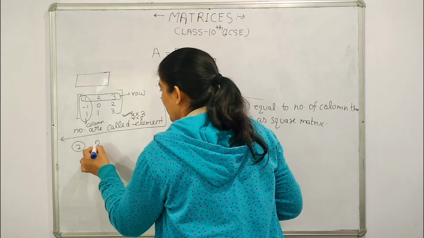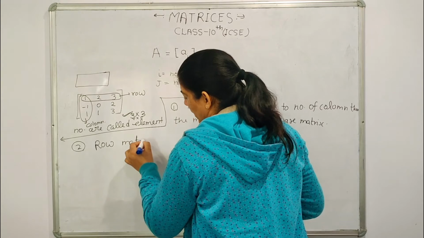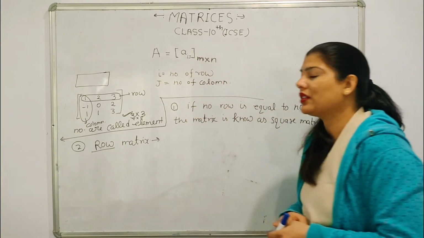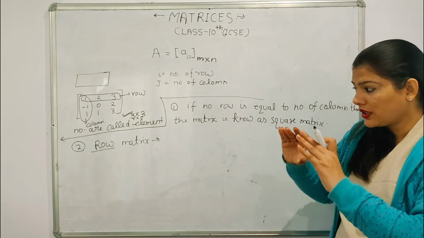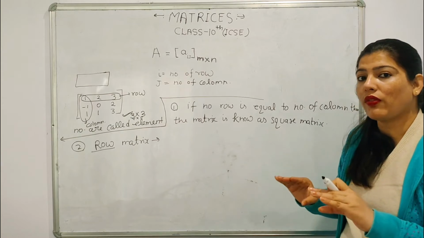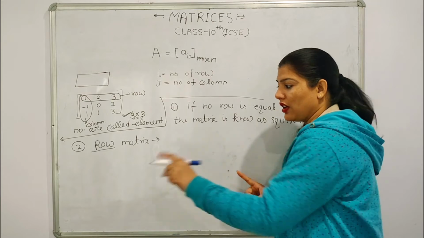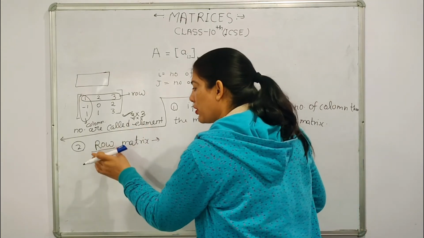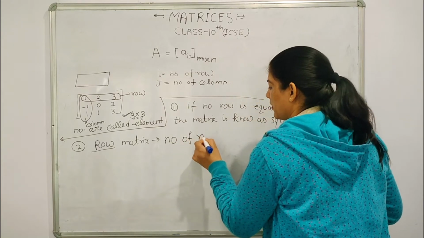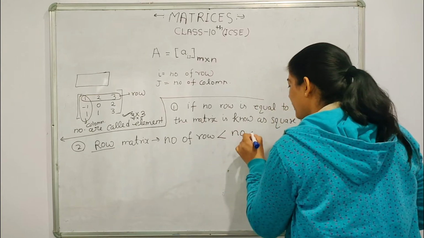So first is the row matrix. As you can see from the word, there is row. That means if the representation of numbers is in a row, then in that case the number of rows is less than the number of columns. No, it is not that the number of rows should be greater. The number of rows is less than the number of columns.